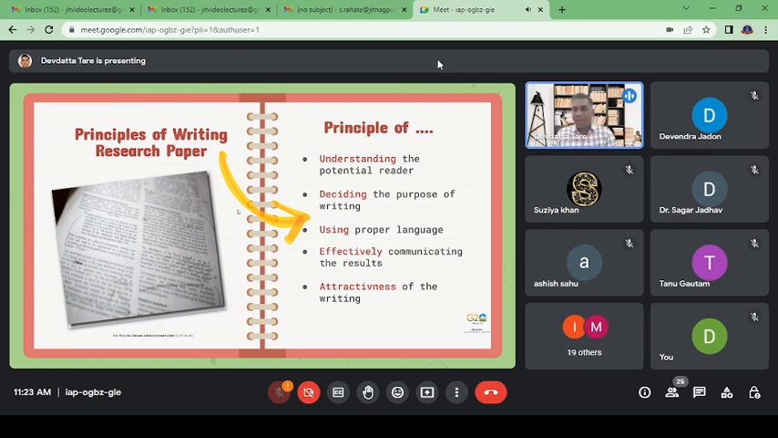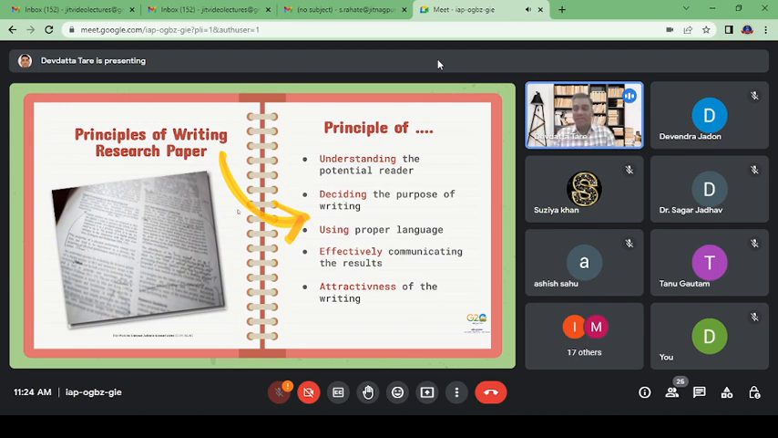Then third, that is using proper language. What is proper language? If you are writing a research paper, it is expected that you write it grammatically correct. You should use proper punctuation marks: full stop, comma, colon, semicolon, ellipsis, parentheses, quotations. You should use these properly. Language doesn't only mean your words, it also means your grammar, your punctuation marks, everything.